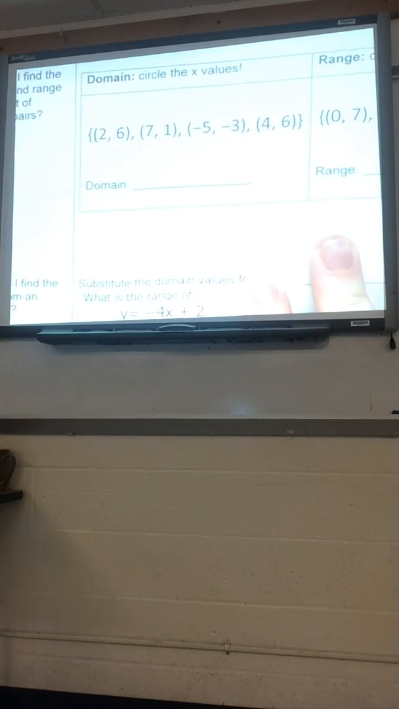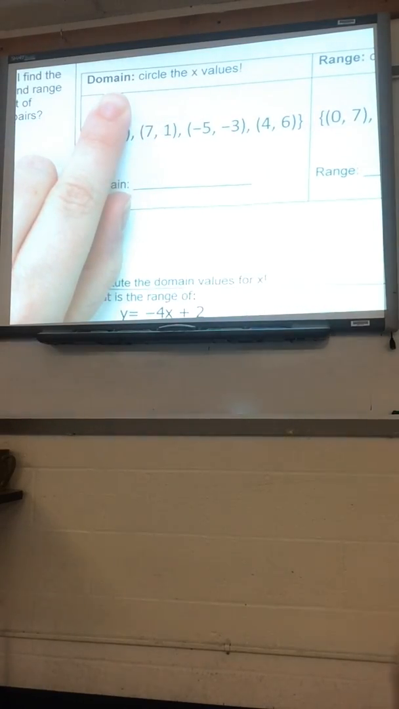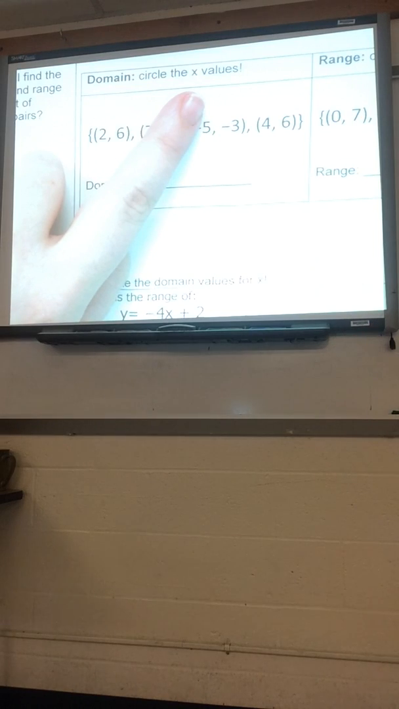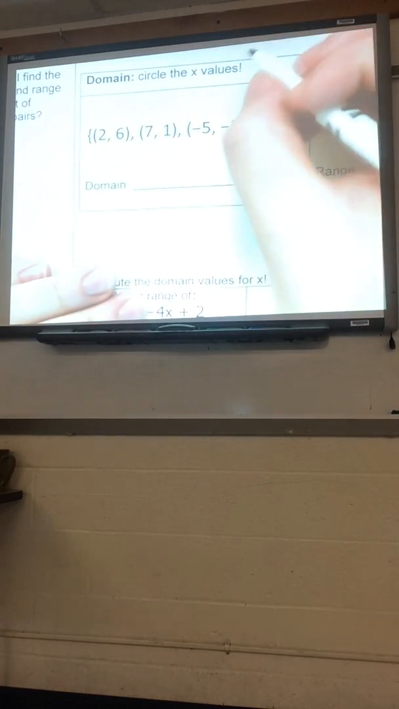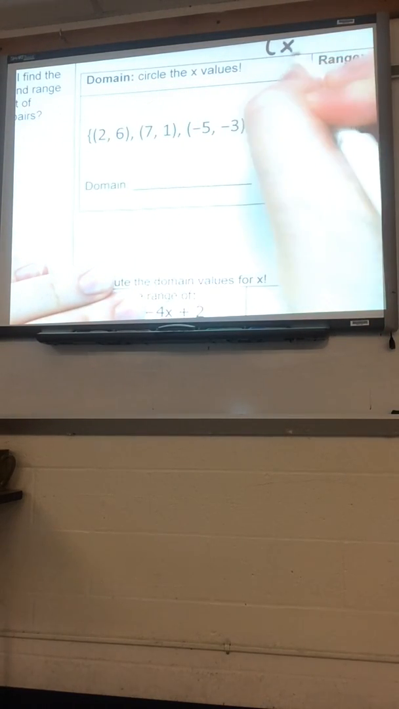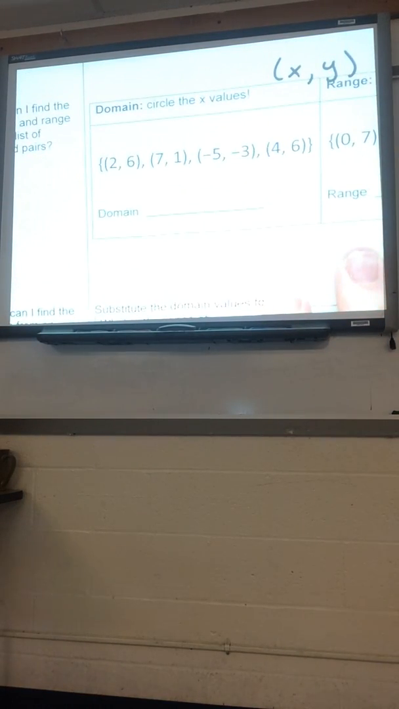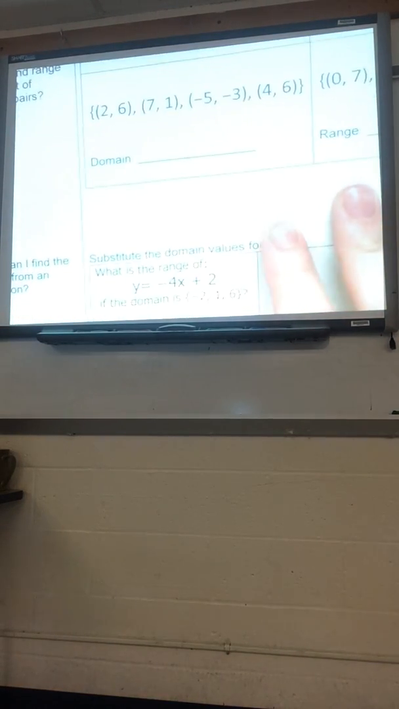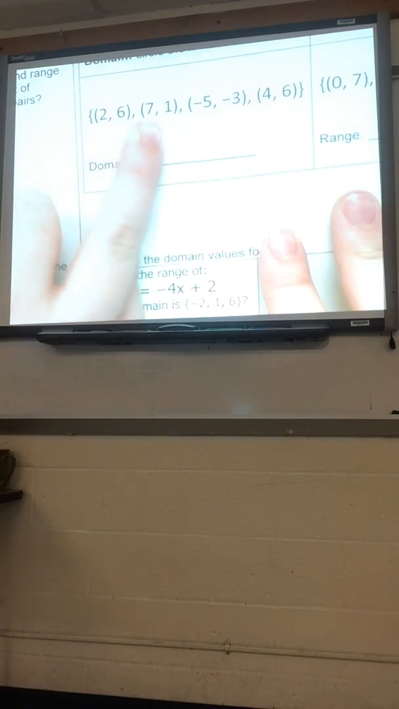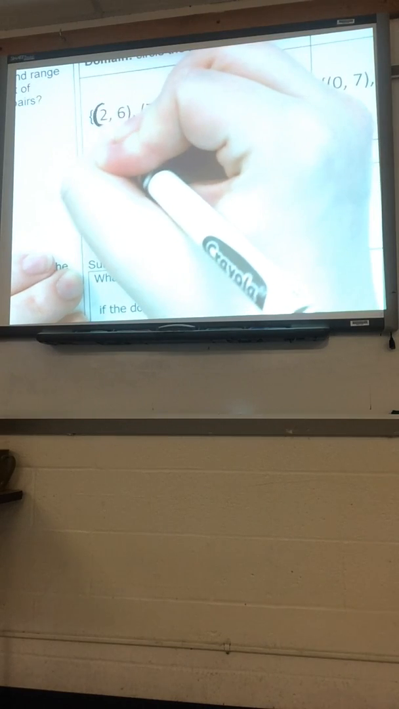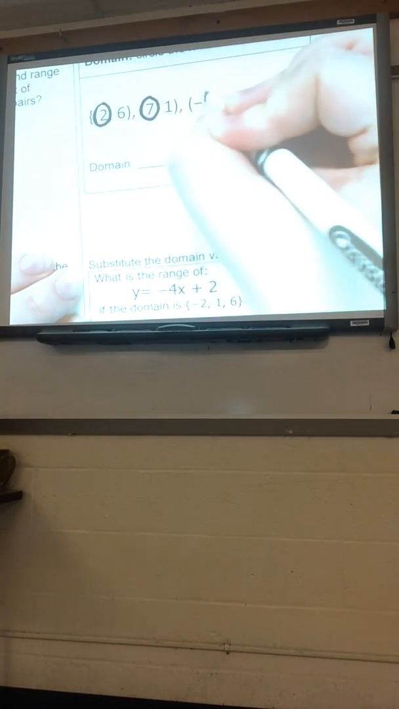So I'm looking at that example where they want the domain. And I say the same thing. I say circle the x values. And I mean that. If you remember, ordered pairs are written as x comma y. And so what that means is all the x values are the first numbers in these ordered pairs. So I'm going to circle those first numbers.